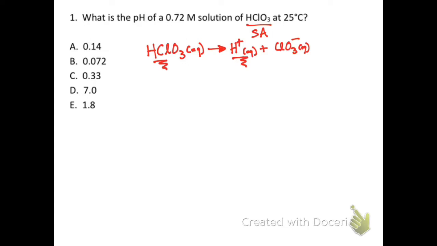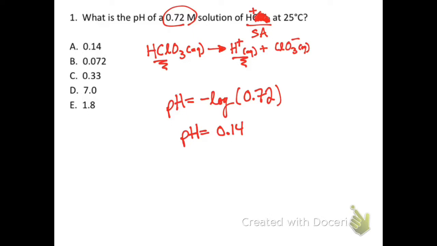So what I like to do for any strong acid except for sulfuric acid, H2SO4, is whenever I see a solution of this, we don't care what this negligible anion is. We care about the H plus. And our concentration is just going to be equal to the initial concentration of the strong acid that we had. So to find the pH then, all we have to do is take the negative log of that 0.72, and that will give us our answer of pH equals 0.14. Choice A.